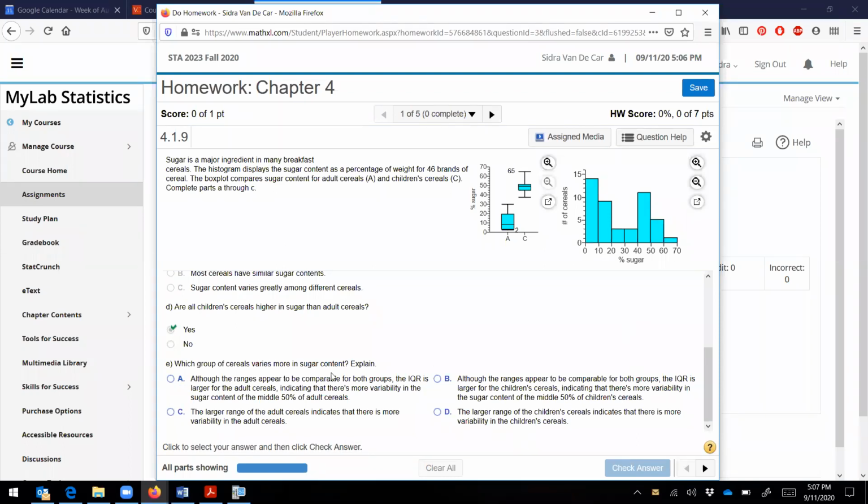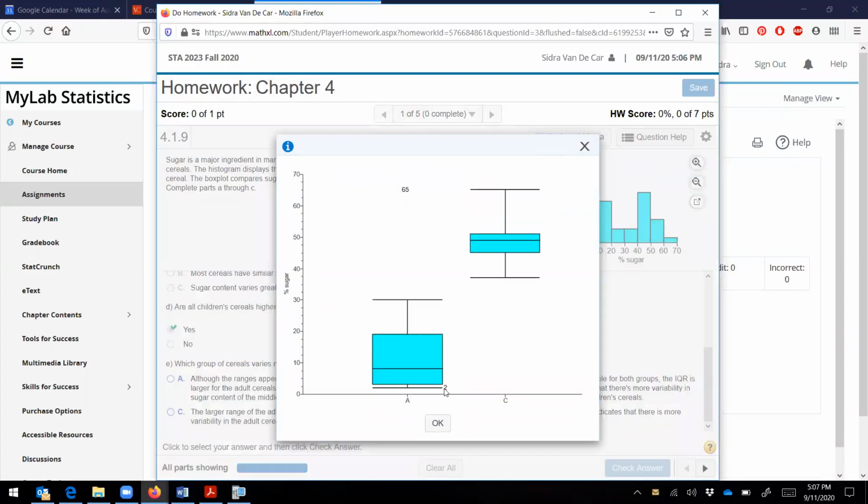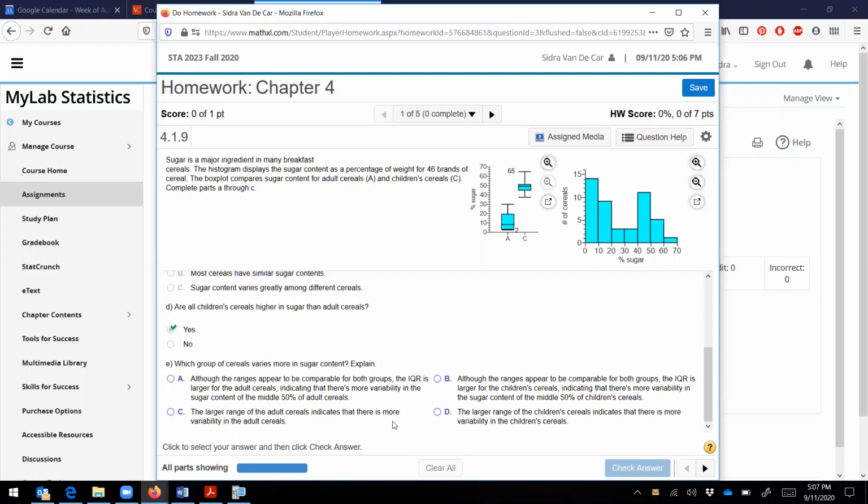Which group of cereals varies more in sugar content? Okay, let's look at this again. Notice that adults are going from 2 to about 30. That's a range of 28 values in there. Children are going from about 35 to 65. That's about a range of 30 in there. So children's cereal tends to vary a little bit more.